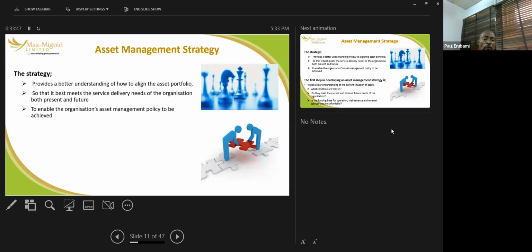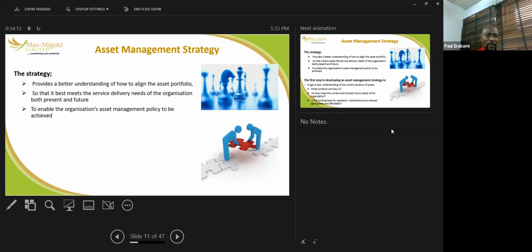So as part of managing your asset, there must be a strategy. The strategy must include how to provide a better understanding of how to align the asset to your portfolio. So as a facility manager or as an asset manager, because there are certain companies that put asset management under the purview of the facility manager, or it could be under the purview of the finance manager, it's all dependent on company policy.